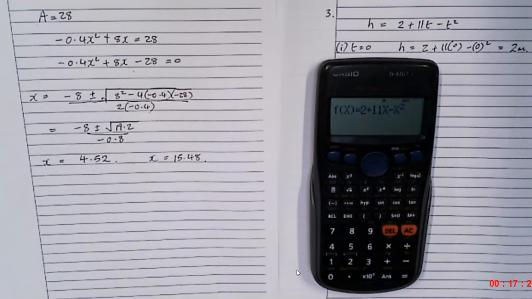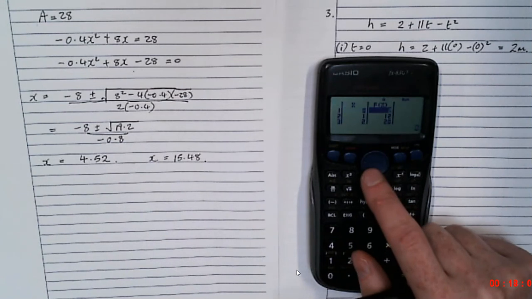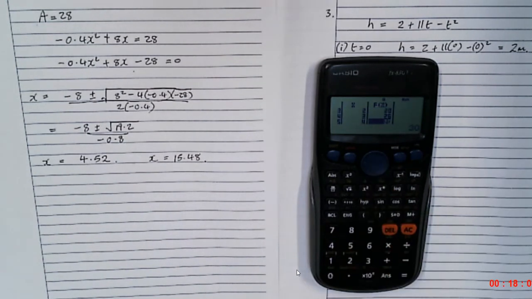Press equals, and the calculator asks for the start: 0, equals, end: 12, equals, step of 1, equals. Then you get the table of values on the calculator.